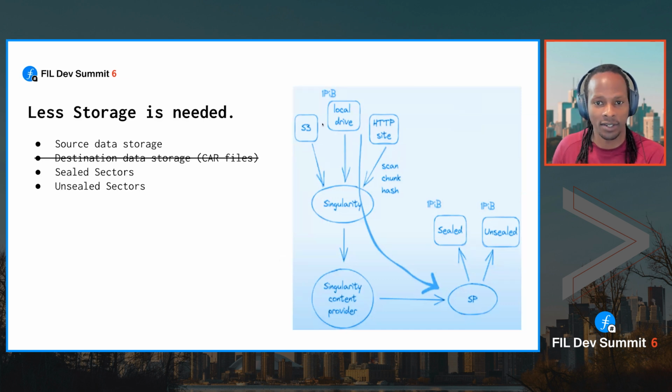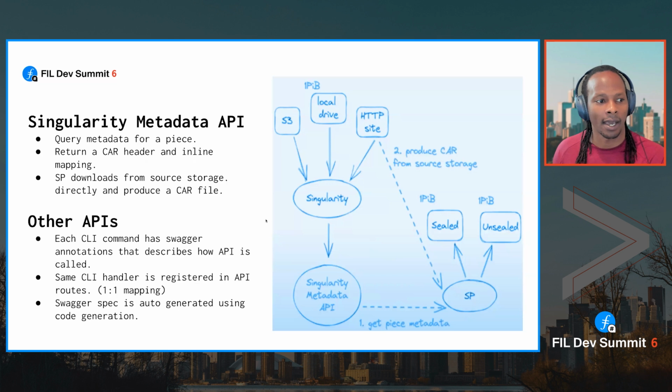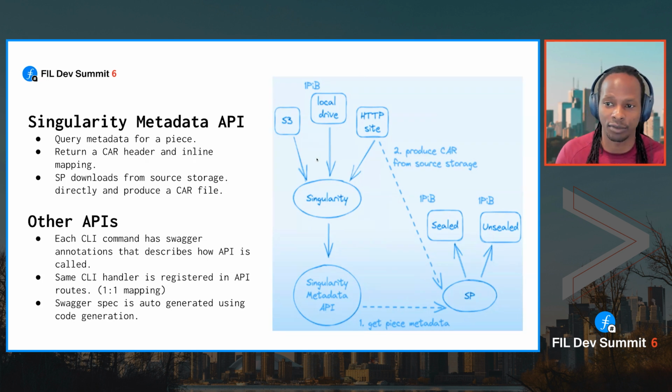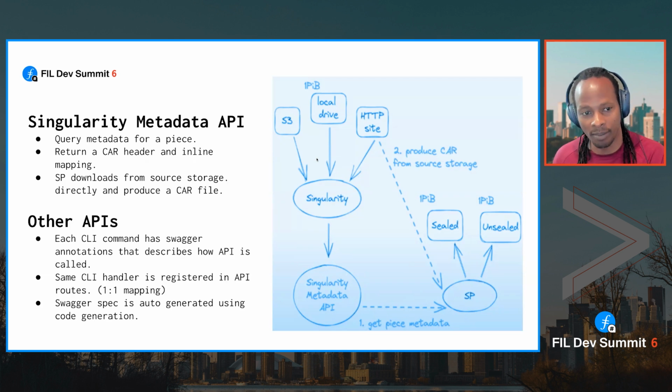And so I've mentioned less storage is needed, and that's exactly what happens. You have the SP streaming the files directly from their source. And obviously, you will be leveraging the metadata API, like I mentioned. It's the metadata API that the SP uses to pull the metadata from the user's database, the Singularity instance a user has installed, and then using that metadata and the deal parameters, stream the raw files, generate CAR files, seal them, and then be able to submit proofs.